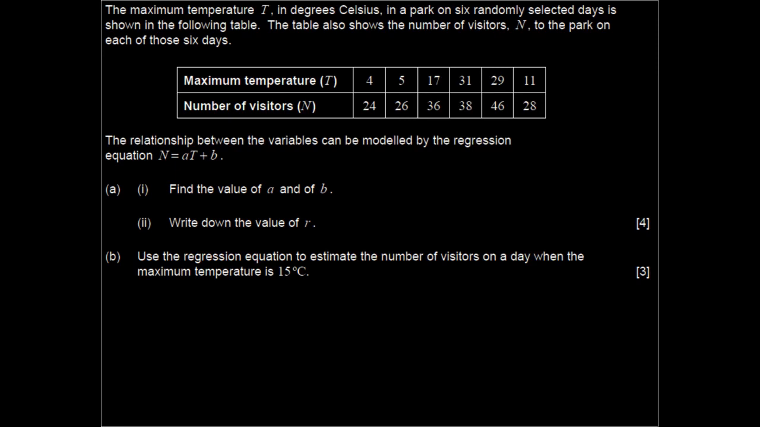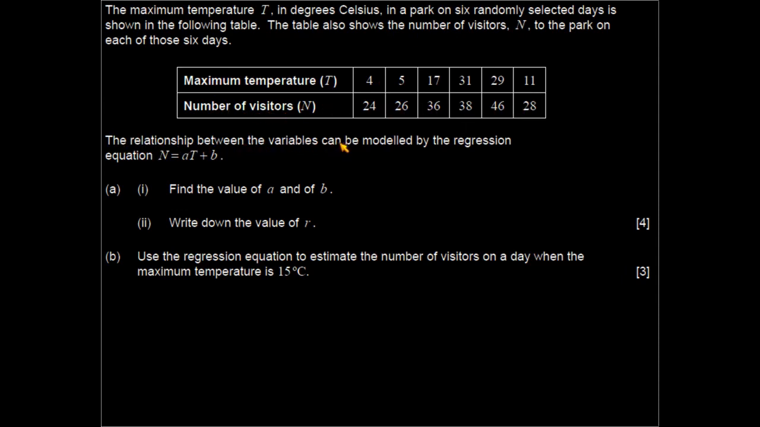Okay, this question says the maximum temperature T in degrees Celsius in a park on 6 randomly selected days is shown in the following table. The table shows the number of visitors n to the park on each of those 6 days. So you'll see here we've got our maximum temperature, and then we've got some numbers, and then we've got the number of visitors, and we've got some more data here.